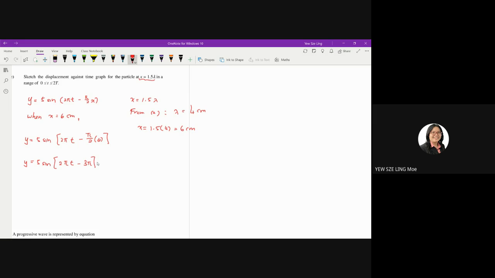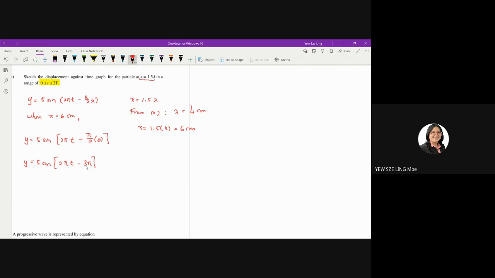We are going to sketch a graph to represent a range in between 0 until 2t. Now this minus 3 pi, actually you can simplify it furthermore.